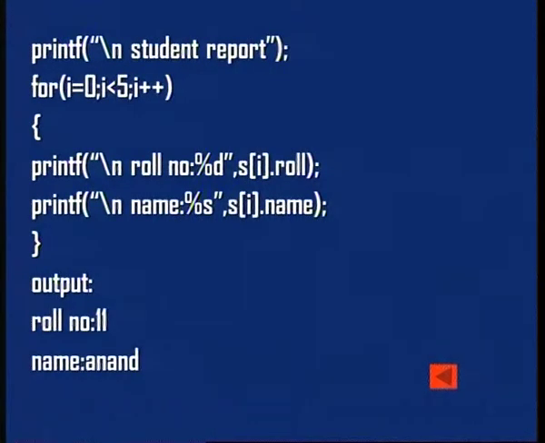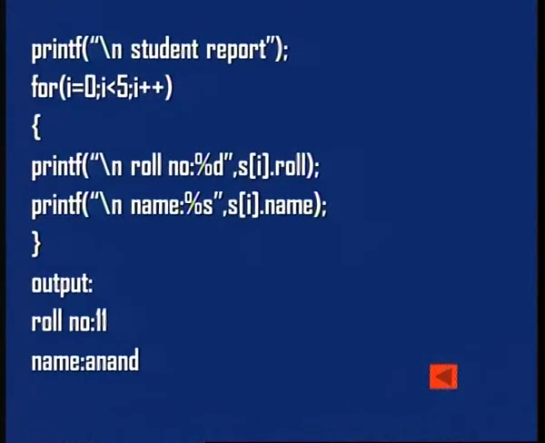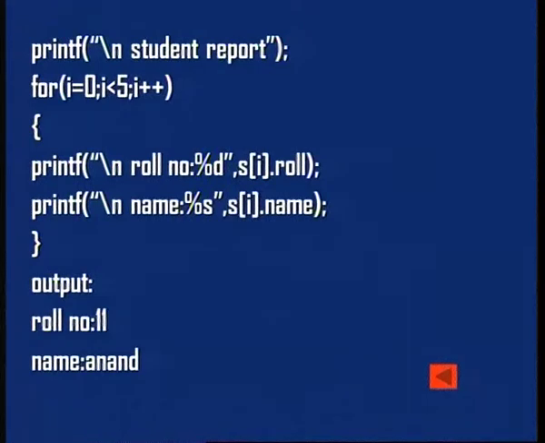Instead of giving an integer constant like this, we can have some mechanism where we identify whether the number of values in a structure is complete or not. And inside the for loop, what am I doing? I am printing the roll number, S of I dot roll. That means first it will be S of 0 dot roll, next S of 0 dot name. So, S of 0 dot roll will be 11, S of 0 dot name will be Anand. Again I increment the value of I, it will become 1. I will print S of 1 dot roll and S of 1 dot name. That means I will be printing 12 and Kumar. This is how we access the members of a structure.